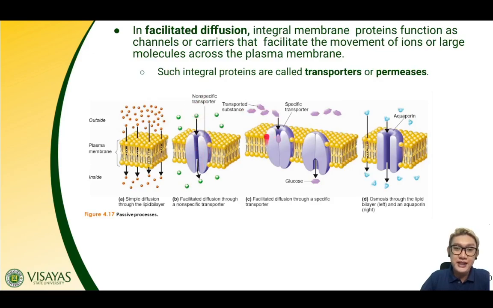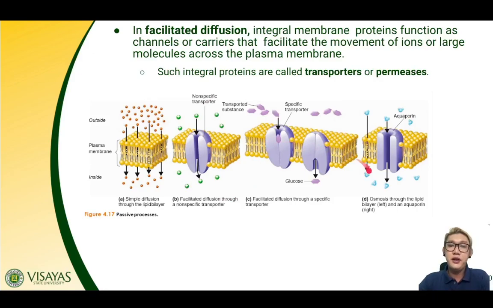Just like this, a specific transporter of glucose. Glucose cannot pass through the membrane because it's a big molecule, so it uses a transporter to pass through. This is what we call facilitated diffusion. A transporter protein helps in the transport of molecules from an area of high concentration to a low concentration. Still, there is no energy being used.